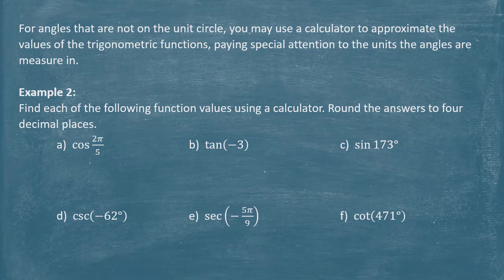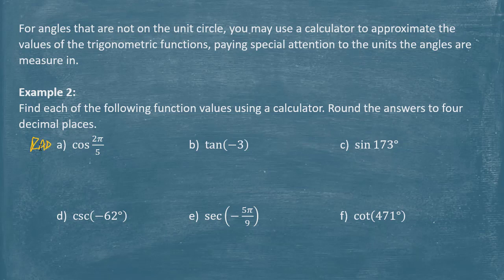So for this example, I'm just going to go with whatever letter A is and then try and identify all of the other ones that are in the same mode. So if we look at letter A, it says cosine of 2 pi fifths. I don't see a degree sign, so that basically just means I'll need to be in radians for this example.